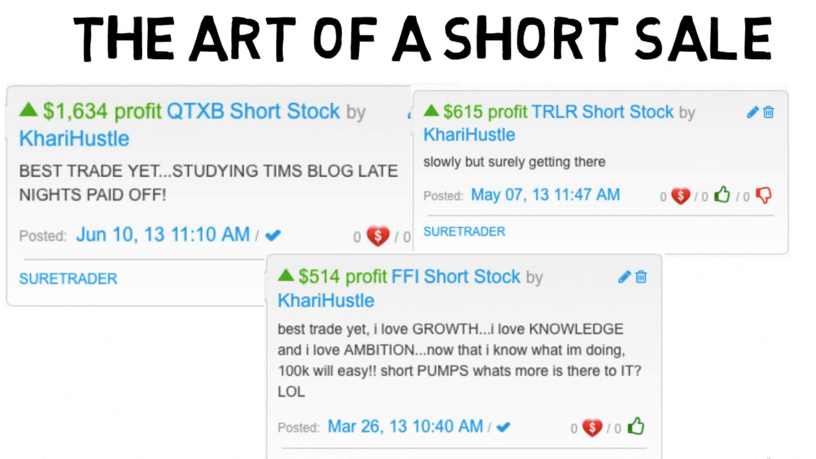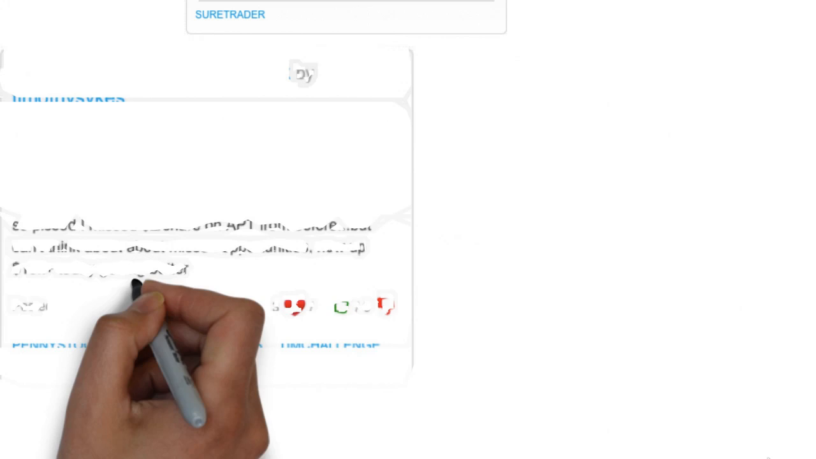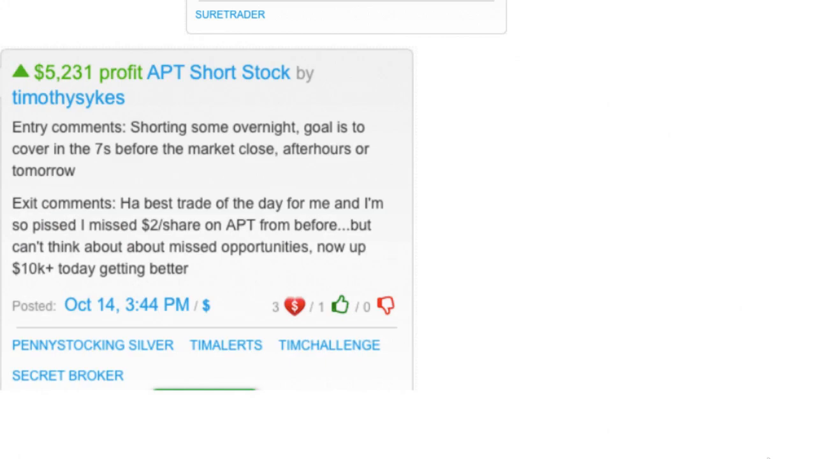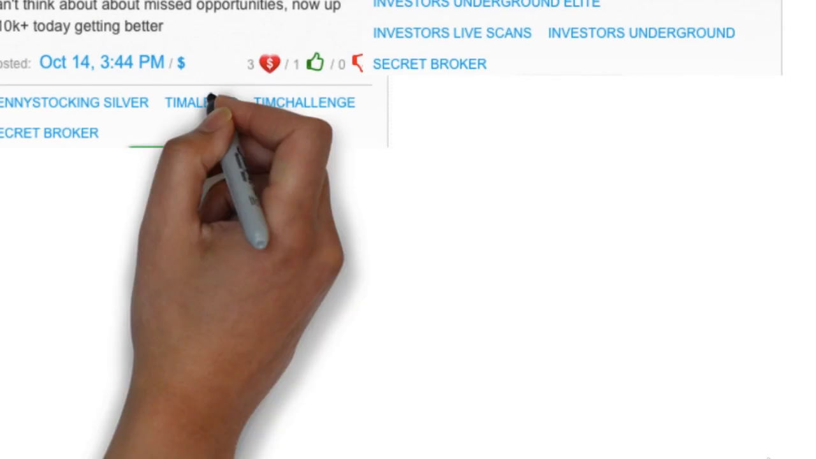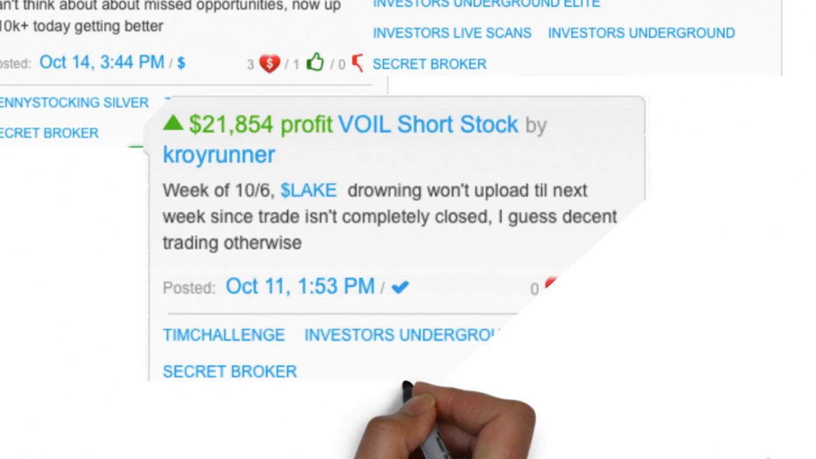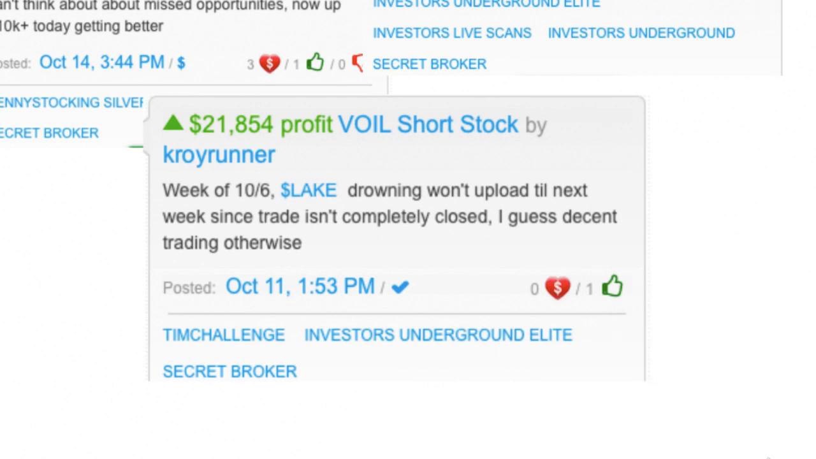So this is just small potatoes though. This is just little money. Now, I'm going to show you a couple other trades of other people. Like this one, Timothy Sykes. He made $5,231 on a short stock. Short selling that APT. Another trade, $8,557 on another stock, GPRO. And look at this one, $21,854. All short stock. All these are short sales.